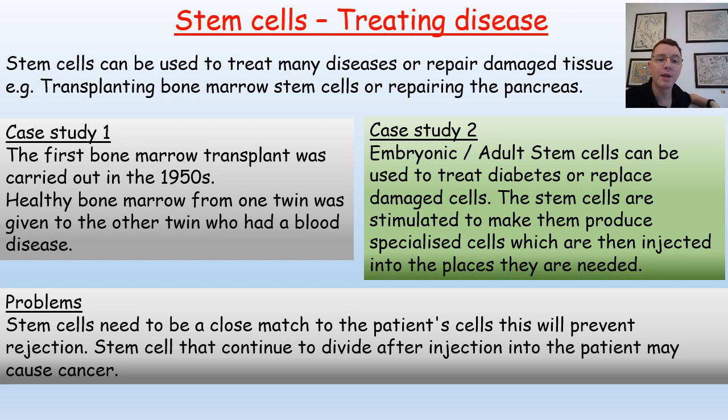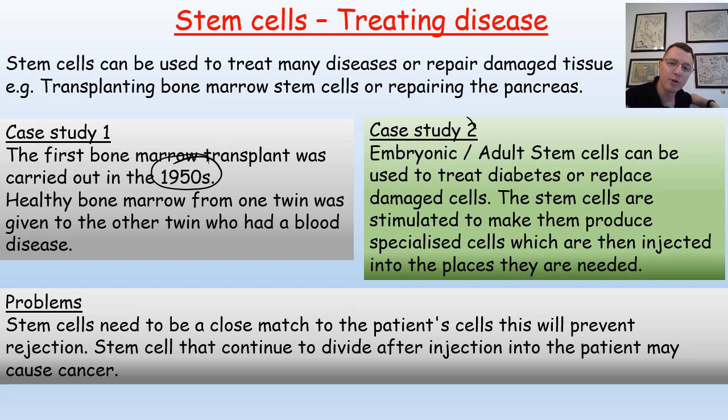So here are some case studies to help you with your research into stem cells. The first case study is about a bone marrow transplant that was carried out in the 1950s. And this is where healthy bone marrow from one twin was given to a second twin who had a blood disease and he couldn't produce red blood cells and white blood cells. The adult stem cells that were injected into the twin with the disease were able to divide and multiply and specialise and produce all the red blood cells and white blood cells that the twin needed in order to survive.